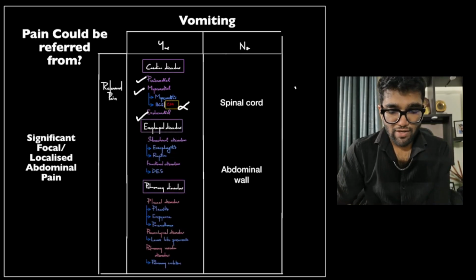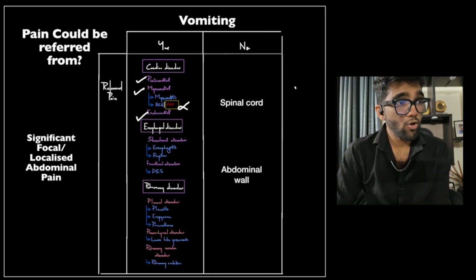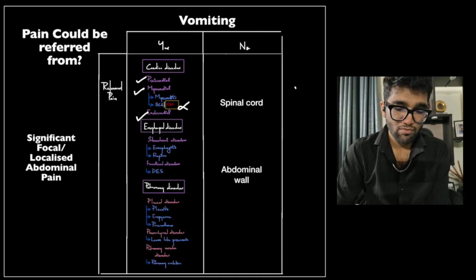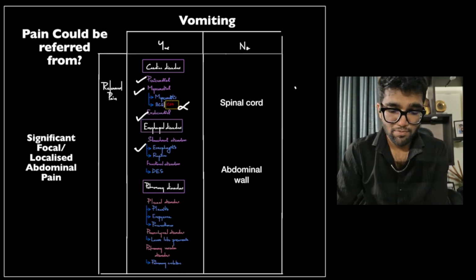Then we have esophageal disorders. So esophageal disorders that can cause abdominal pain obviously would be localized to the lower esophagus. So structural disorders of the lower esophagus, like esophagitis in that area, and rupture of the esophagus can technically present with abdominal pain that has been referred from the esophagus into the abdomen.